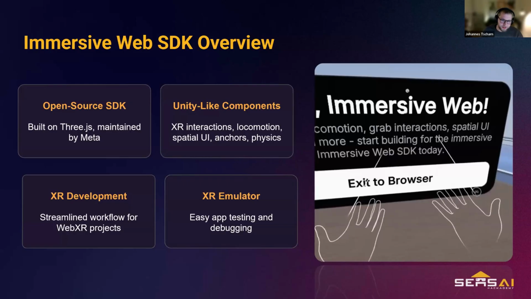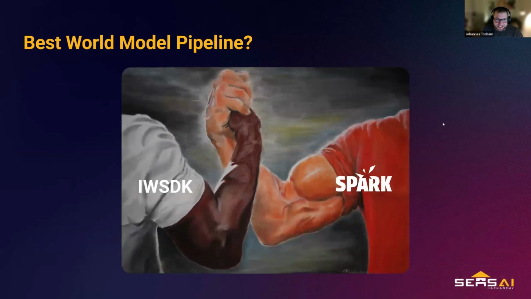When I first discovered this, I was like, oh wow, okay, this is really cool. And then it also has an XR emulator that really speeds up the testing because you can basically simulate your headset in the browser. This is something that I'm really keen on showing, by the way. So, as you might have already guessed, Spark.js and IWSDK, in my opinion, is by far the best world model Gaussian splat pipeline if you want to do anything XR related with these Gaussian splat world models.